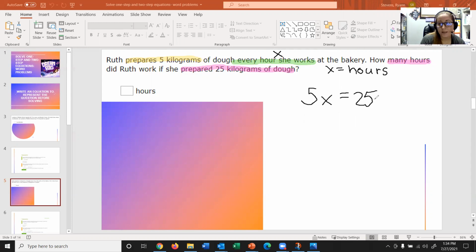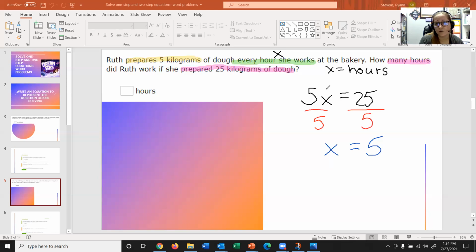And now we have this one-step equation that we can go back and use those inverse operations to solve. So we would know that if we knew what X is equal to, we would multiply by 5. So in this case, we're going to do the inverse operation, and we are going to divide by this number that's with X. So we're going to divide both sides of the equal sign by 5. And that is going to tell us that X is equal to 25 divided by 5, which is 5. So we would say that she worked 5 hours to prepare 25 kilograms of dough.